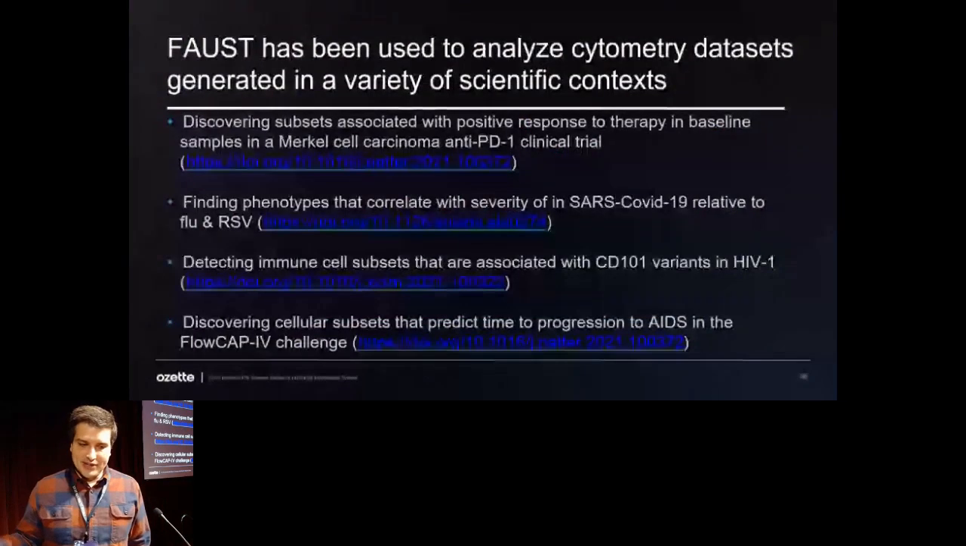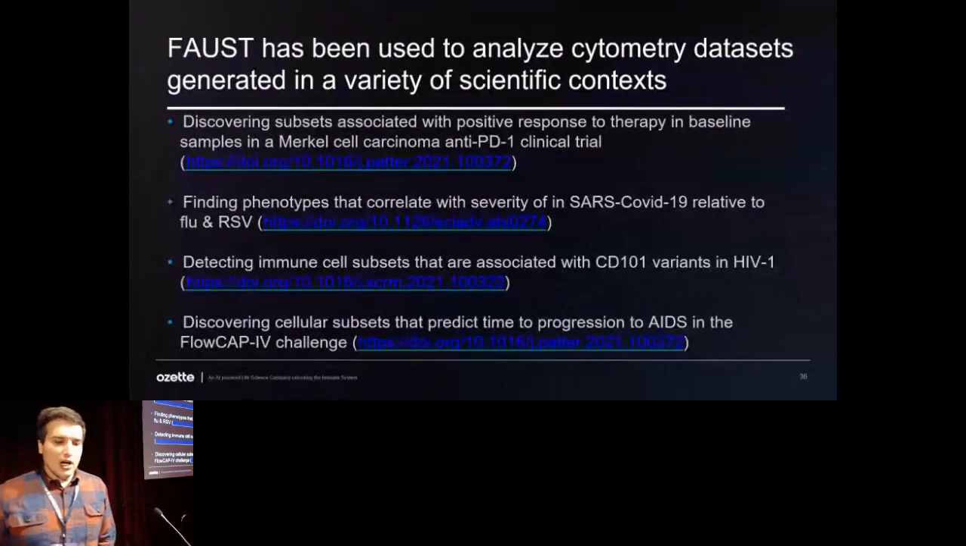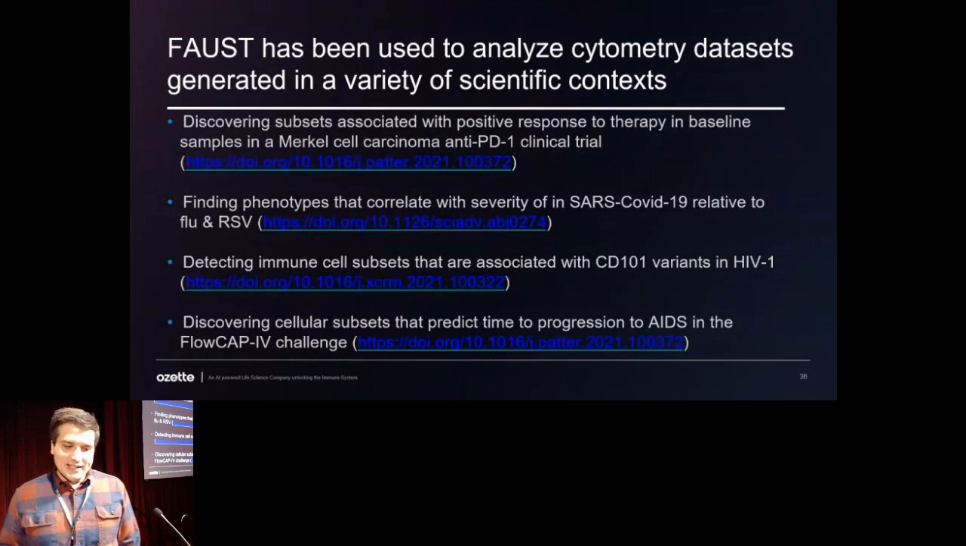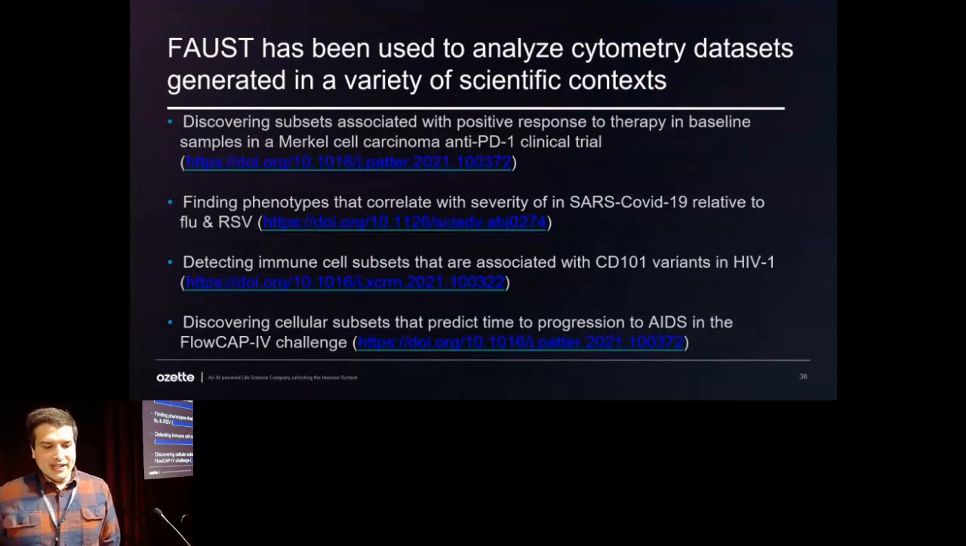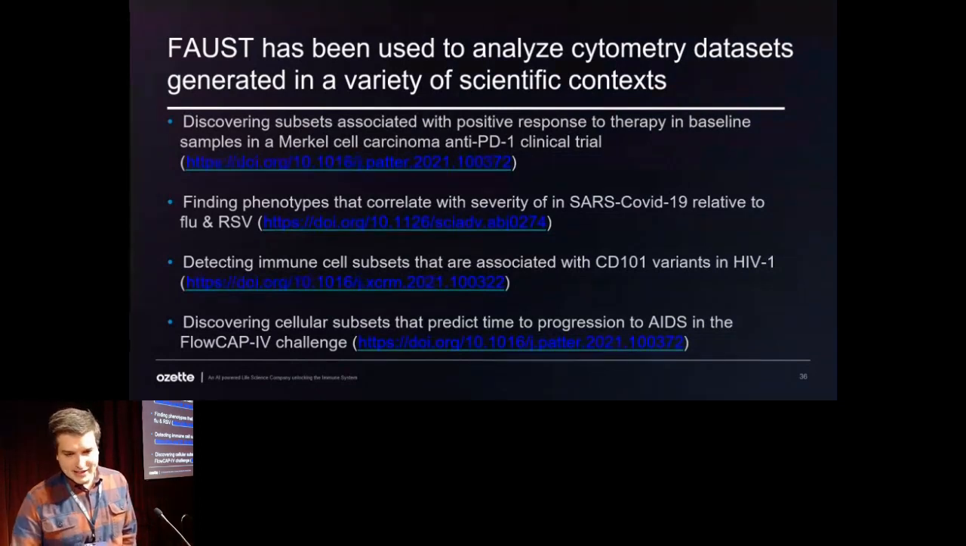We've also applied Faust in a variety of other studies at this point, ranging from a Merkel cell carcinoma anti-PD-1 clinical trial, a COVID-19 study, studying CD101 variants in HIV-1, and also have applied it to other reference benchmark data sets.